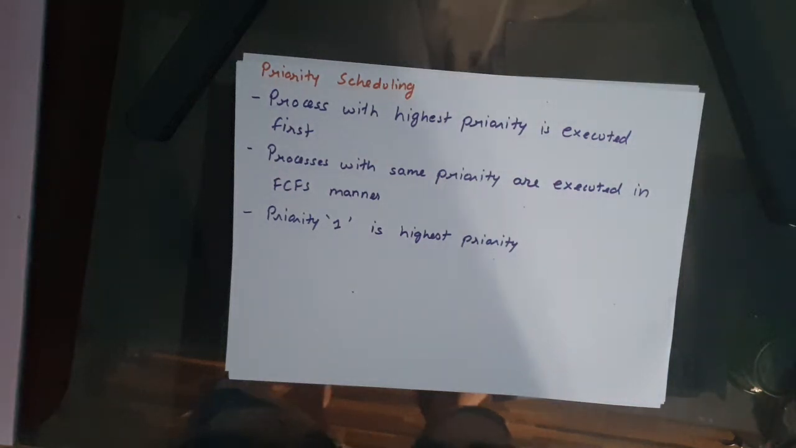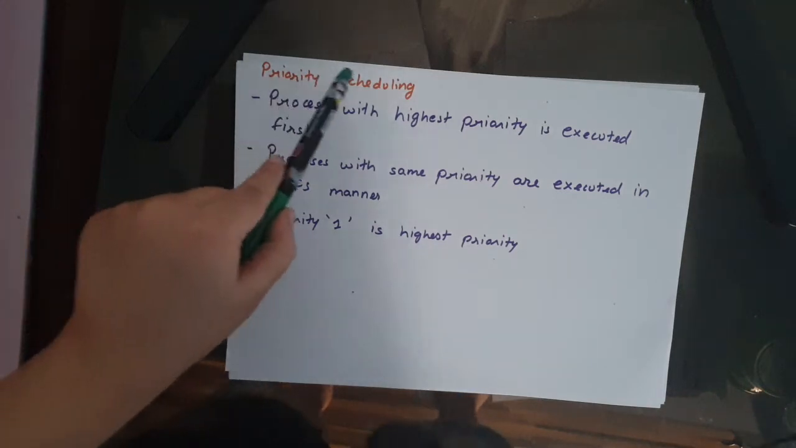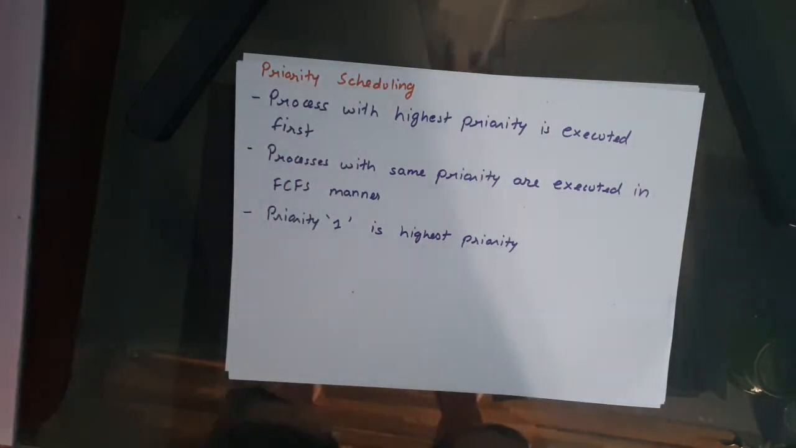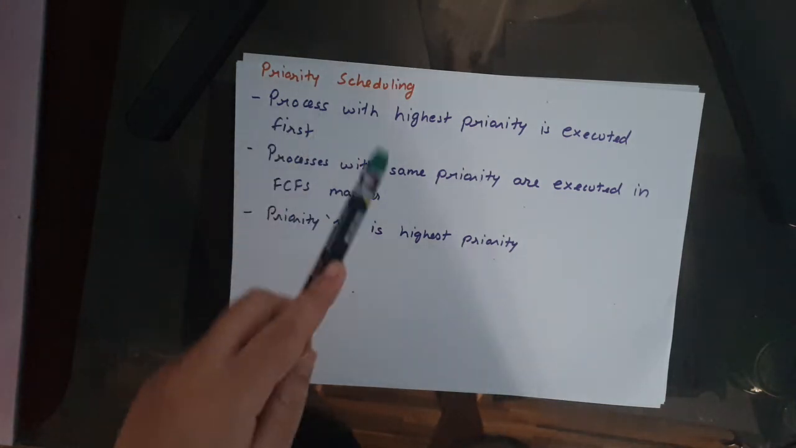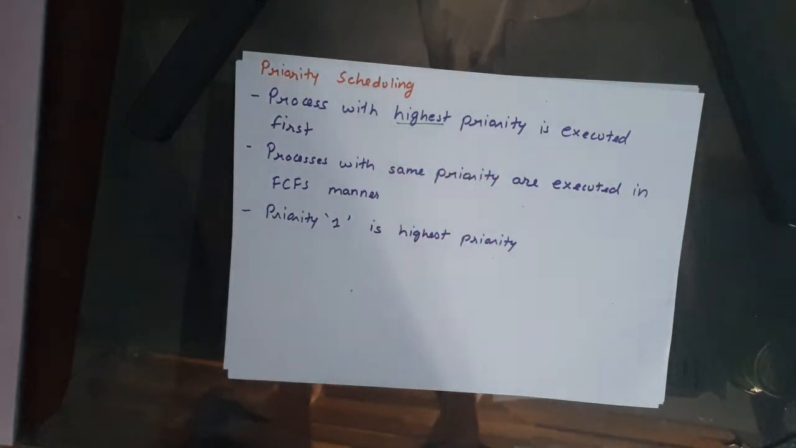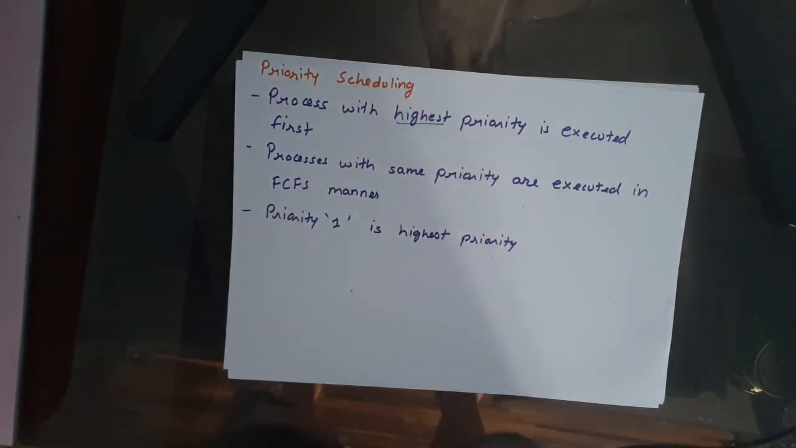So the next algorithm that we have is the priority scheduling algorithm. In this, our processes will have some priority, and according to this priority, we will have to execute those processes. The very first thing, the process with the highest priority will be executed first. So the process with the highest priority is supposed to be executed first.